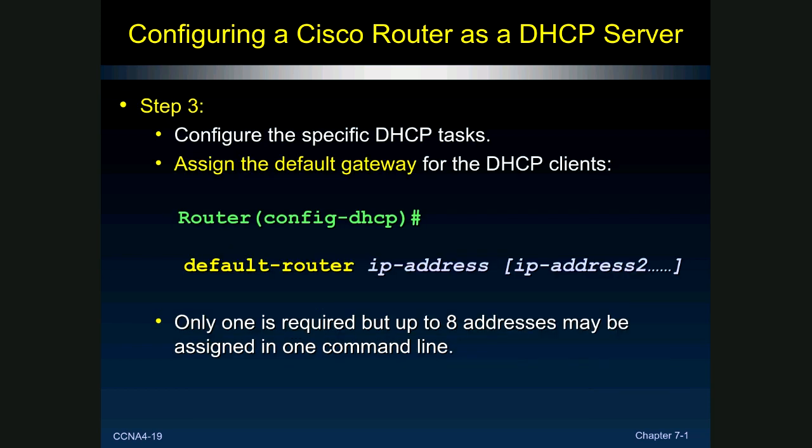Now we can configure a specific task. Well, of course, we need to specify the default gateway. So that's traditionally the very first address. In our network, it's probably going to be 192.168.1.1. Typically, only one of these will be required.